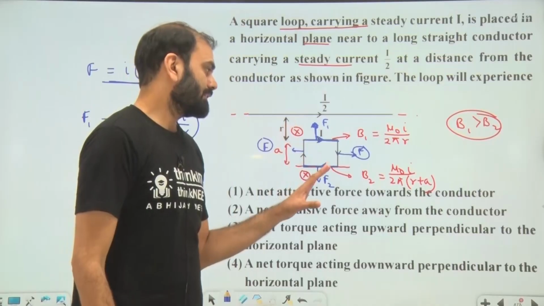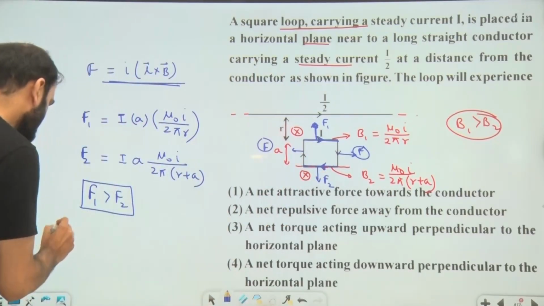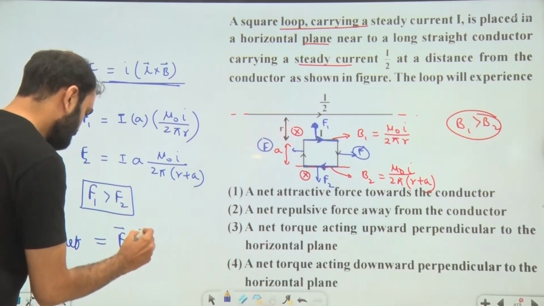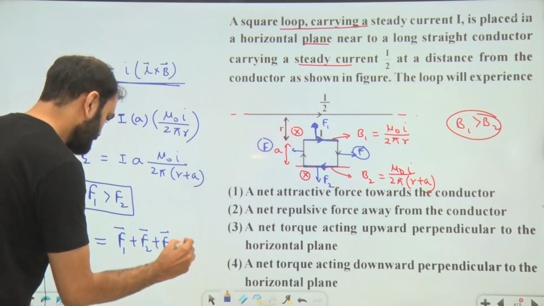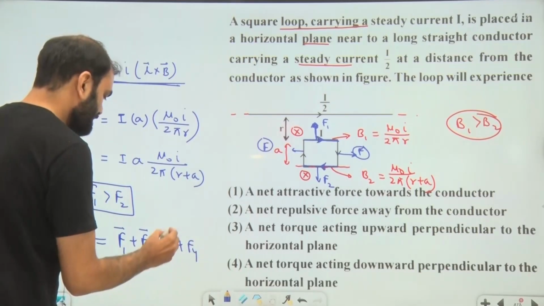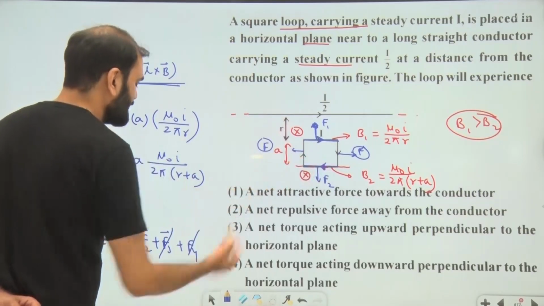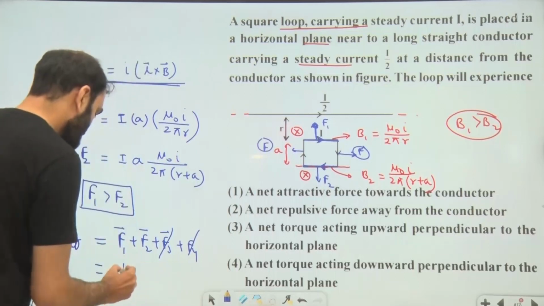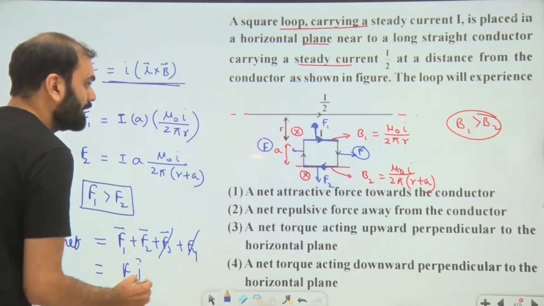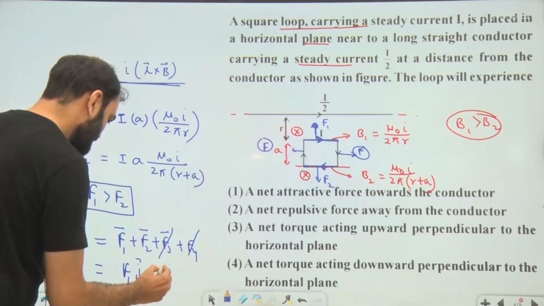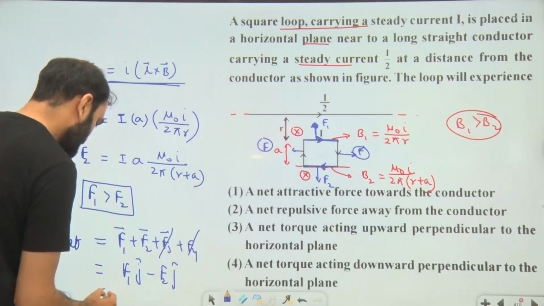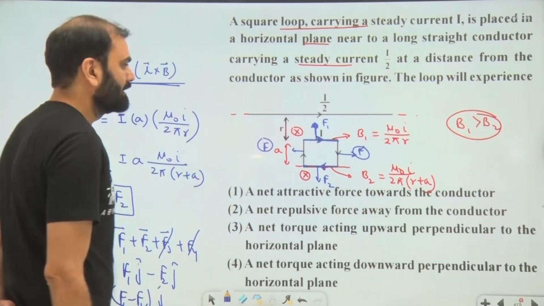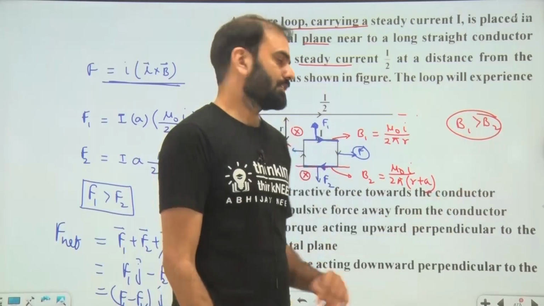The net force on this loop will be F1 vector plus F2 vector plus F3 vector plus F4 vector. You can see that F3 and F4 are zero, as these will cancel out. Now look here: F1 is in J cap, and F2 is in minus J cap, so the net force will be F1 minus F2 in the J cap direction, because F1 is greater than F2, because the magnetic field B1 is greater than B2.